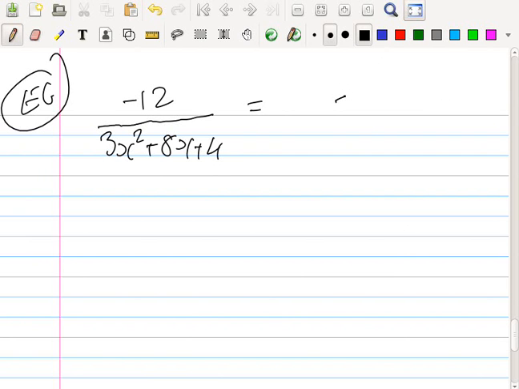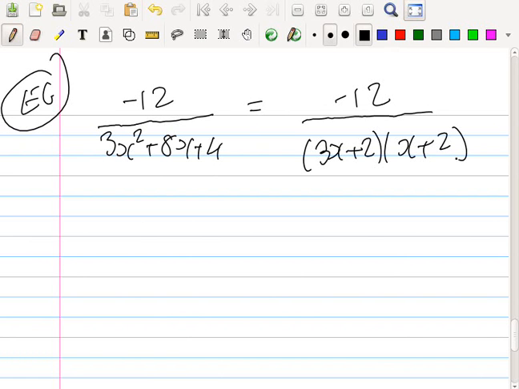So I get here minus 12 over 3x plus 2, and then x plus 2. Firstly.